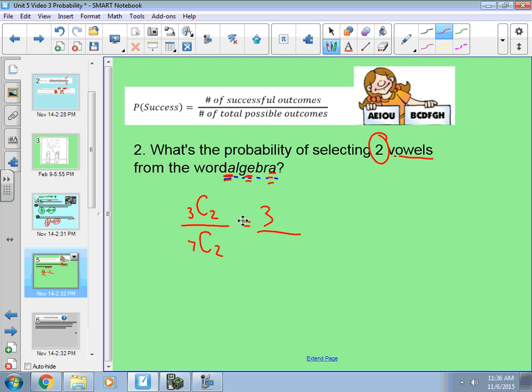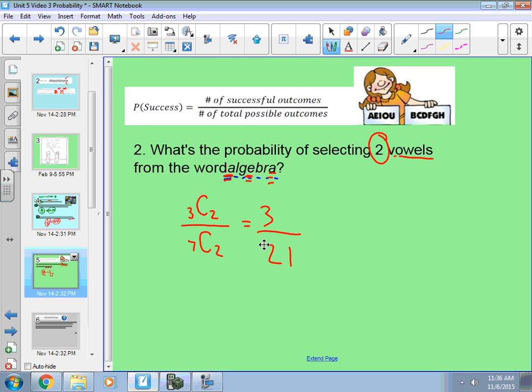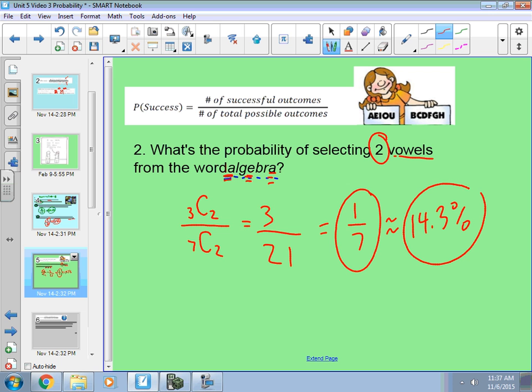Okay, over how many ways can you select 2 letters, any 2 letters out of these 7 letters? So again, we have to use a combination here. 7 combination 2. There are 21 different ways of selecting just any 2 letters. So our probability here is 3 out of 21, which is the same as 1 out of 7. There's a 1 out of 7 chance, or if you divide that out, it's about a 14.3% chance of randomly choosing 2 letters and both of them being vowels.